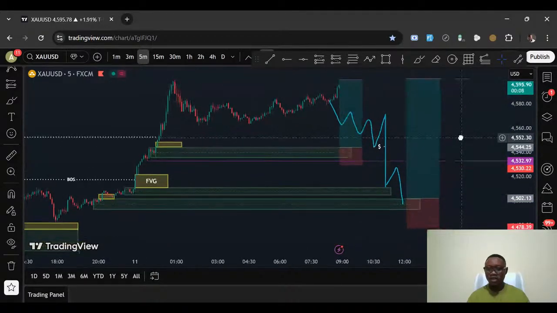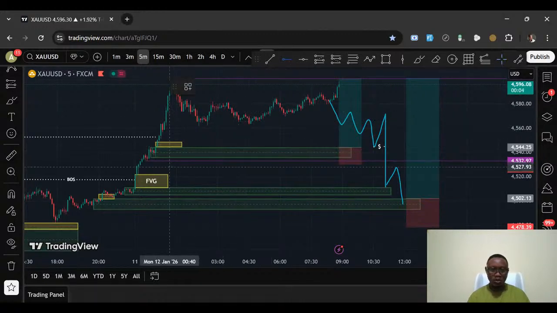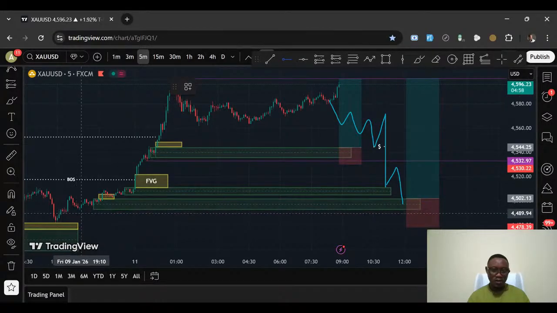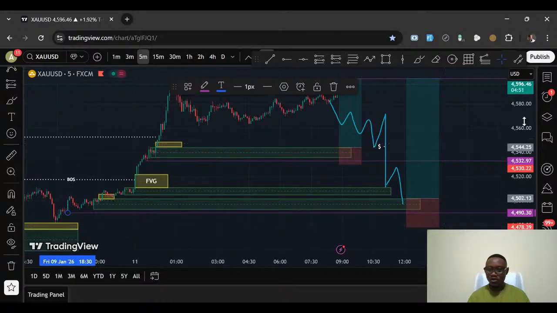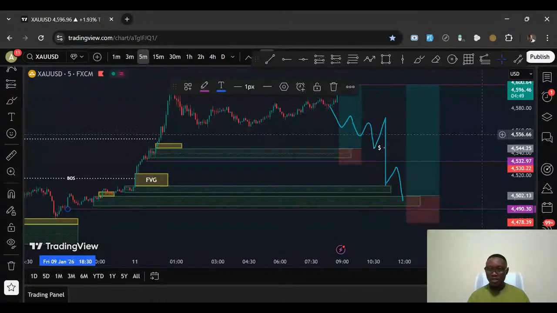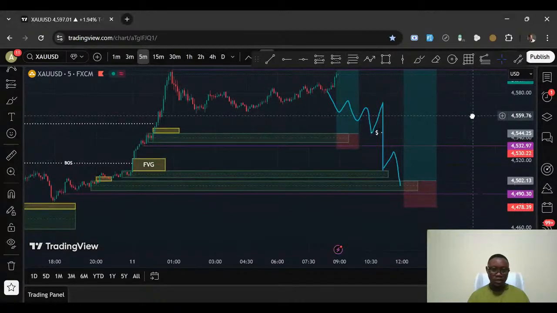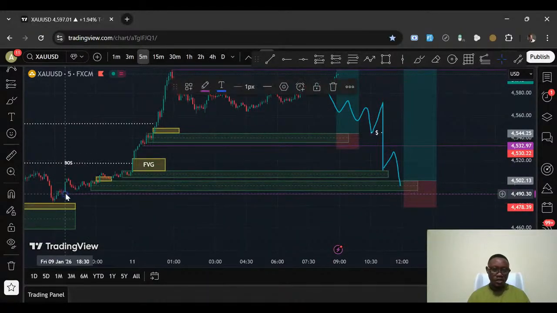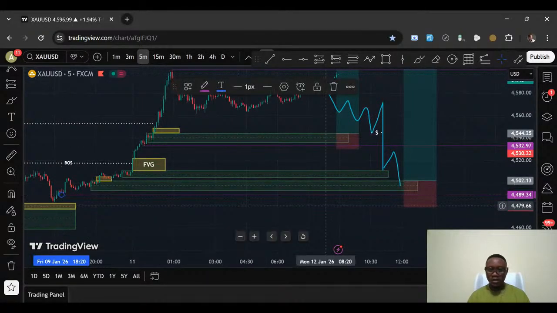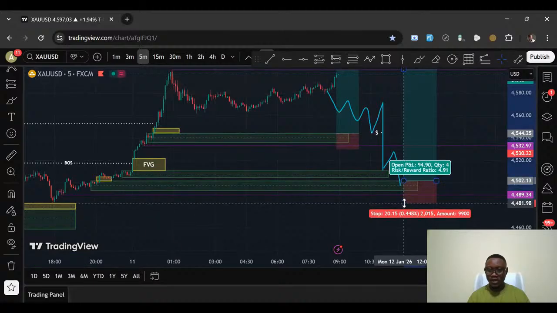Then don't forget that your SL, always place your SL slightly below the swing low, which is this, or you can even put it here. When I have double levels like this, I just put it at the rear one. Again, price respects the rear zones a lot. So I'll put it at the rear zone here. Then move my SL a little bit to this point.